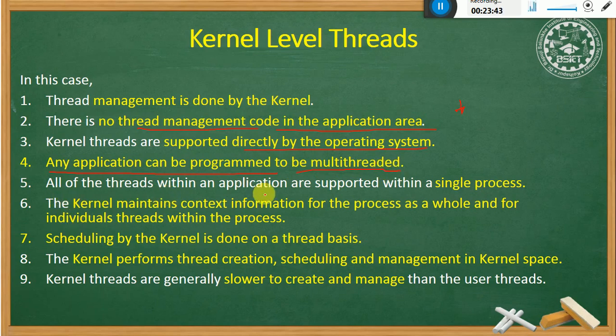All the threads within the application are supported within a single process, so multiple threads of the single process can be executed. The kernel maintains context switching information for the process as a whole or for individual threads. So the kernel will manage the context switching information. The scheduling of threads is the basic task of kernel level threads. Next feature, the kernel performs thread creation, scheduling, and managing in the kernel space. And last, kernel threads are generally slow to create and manage.